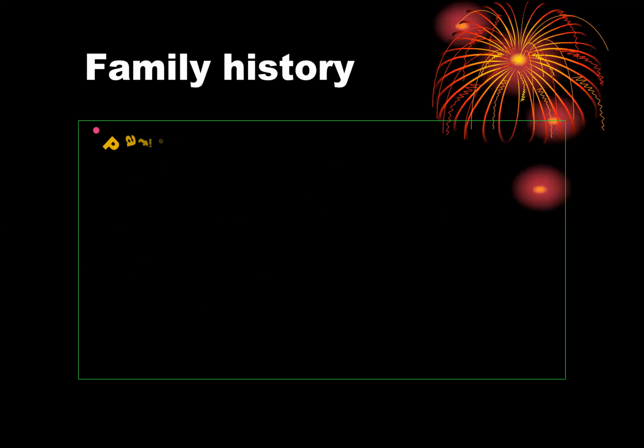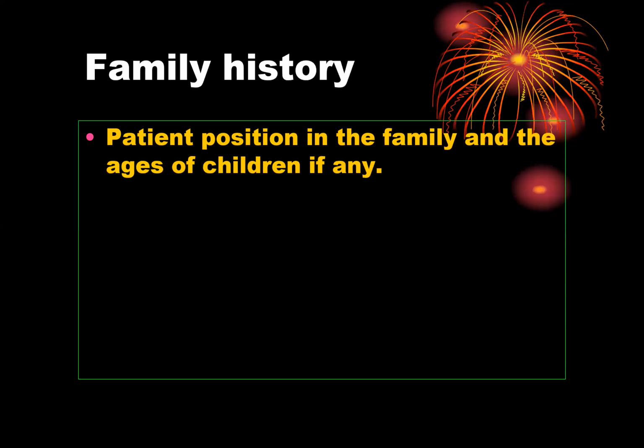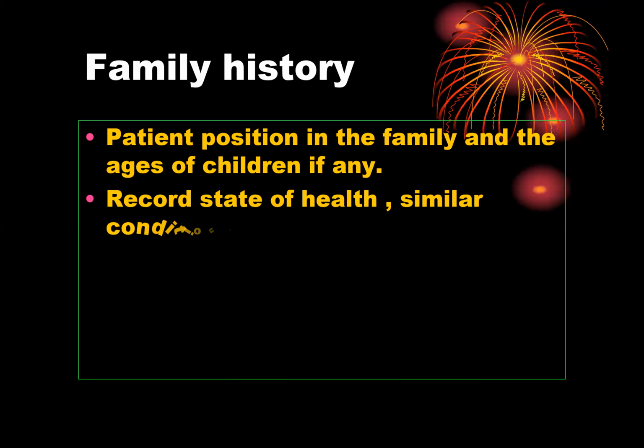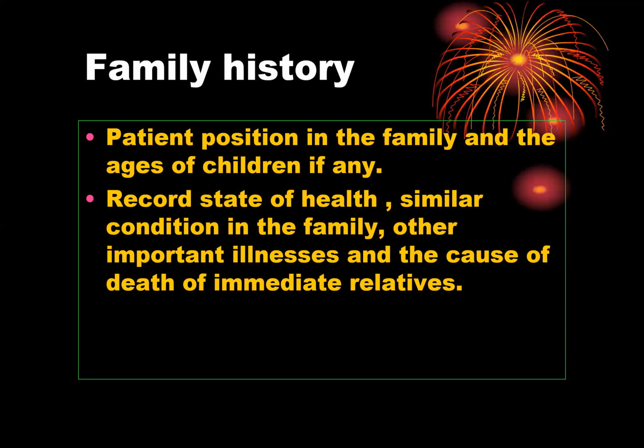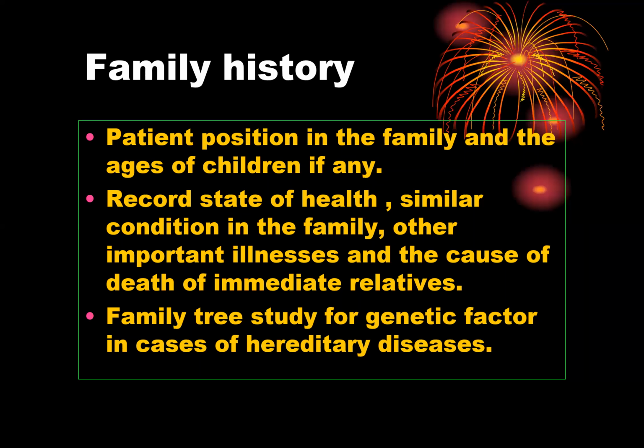Family history, patient position in the family and the ages of children, if any. Record state of health, similar condition in the family, other important illnesses, and the cause of death of immediate relatives. Family tree study for genetic factor in cases of hereditary diseases. This means that when other members of the family have the same disease, we are dealing with a familial disorder, for example, thalassaemic syndrome.